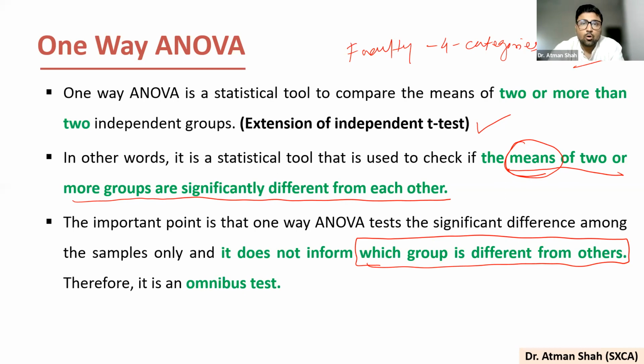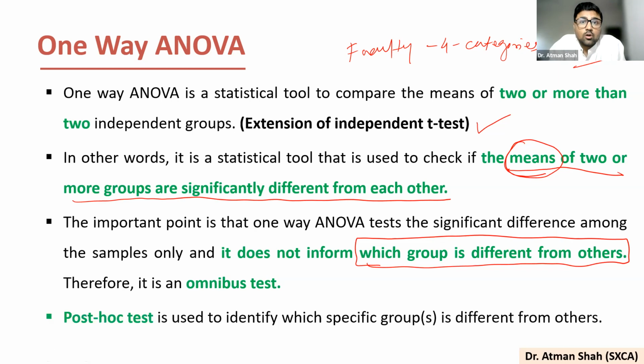Arts is different from commerce, science, and management. Management is different from other 3 groups. All 4 groups are different. Arts and commerce are same. They are different from science and management. That we cannot identify. We are only saying that yes, we have the significant difference.